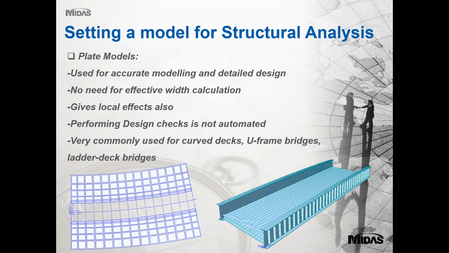Okay, so let's look at now the third type of model that we use for our design, a plate model. Okay, now this is used for accurate modeling and detailed design. The benefit is that we don't need to worry about any kind of shear lag effects here, because they are automatically considered as the deck is being modeled as plate. So both longitudinal and transverse properties are put in correctly.